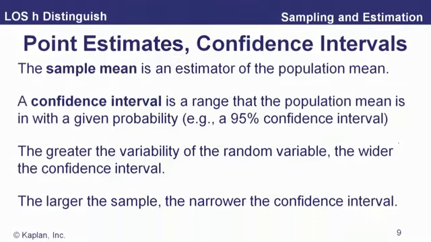Okay, point estimates and confidence intervals. When we take a sample mean, that's an estimator of the population mean. And we're pretty sure it's not right on the nose, right? But it's unbiased. It's the best guess we have. It's the best estimator we have. Now, we can look at the distribution of sample means around the true mean and use that to establish a confidence interval and say, well, here's a range.